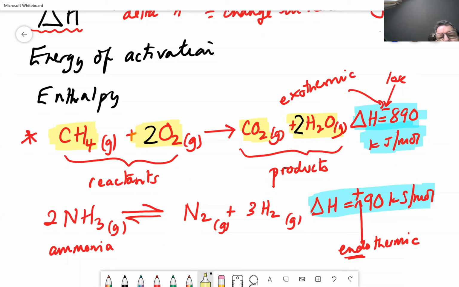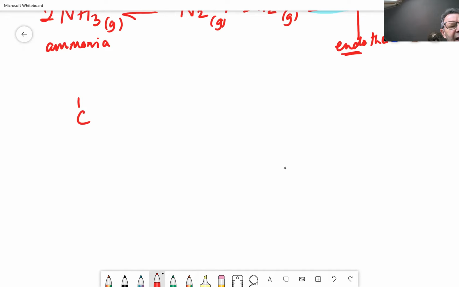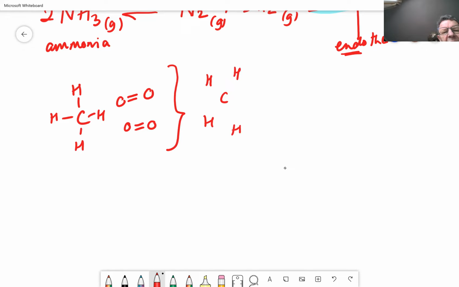So if I have methane, it looks like this. And if I have oxygen, it looks like this. And my equation tells me I need one methane and two oxygens. These are then going to break into one carbon, four hydrogens, and four oxygens as atoms. Then these will recombine to make the carbon dioxide and two waters.